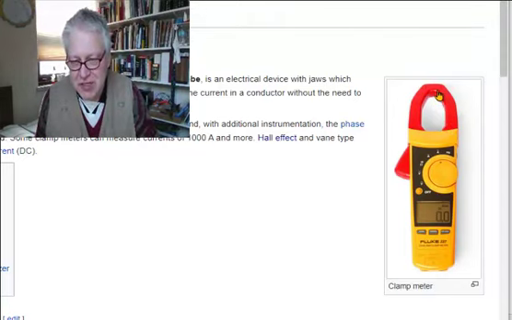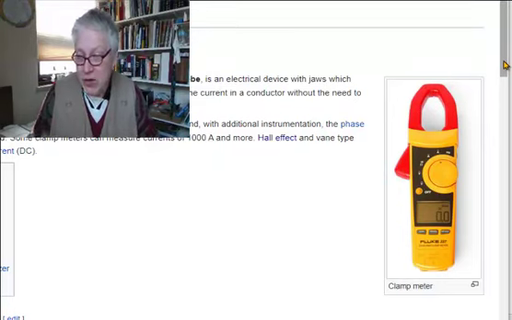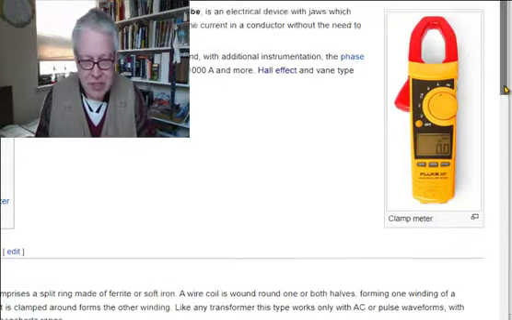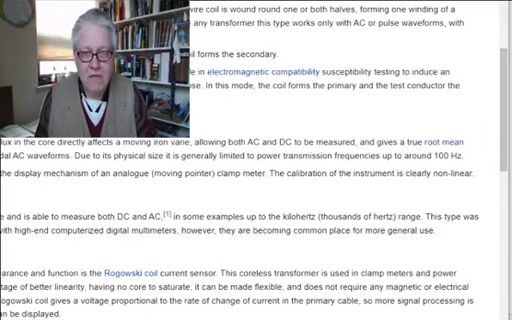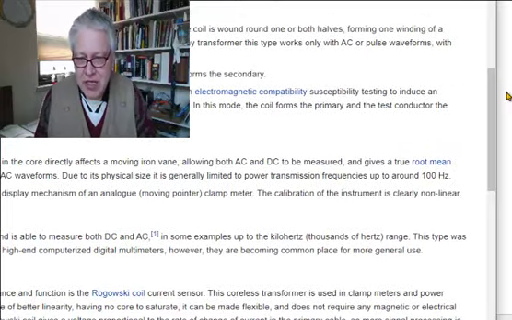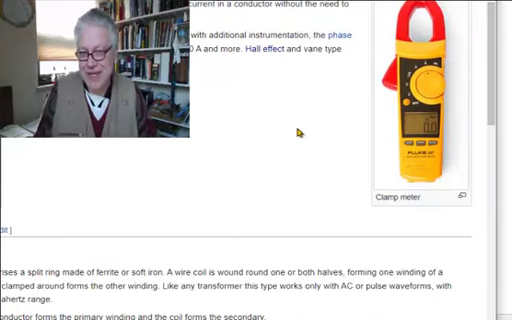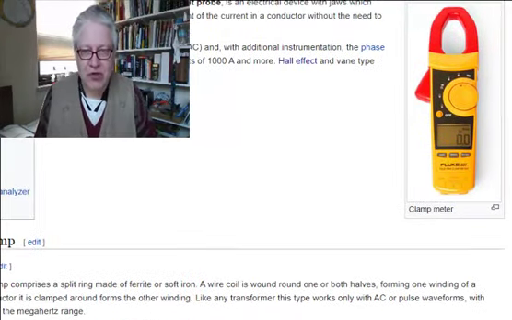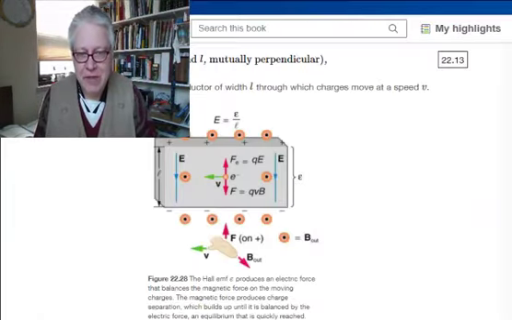So this, you see the release here, and then this opens. You can put it around the wire, and the wire develops a magnetic field. And when you measure that magnetic field with this Hall probe, that's actually what this clamp meter is. Here it talks about the Hall effect being used for these. Then you can actually measure the current in that wire without actually disrupting the circuit. So very convenient. Okay, let me go back here.